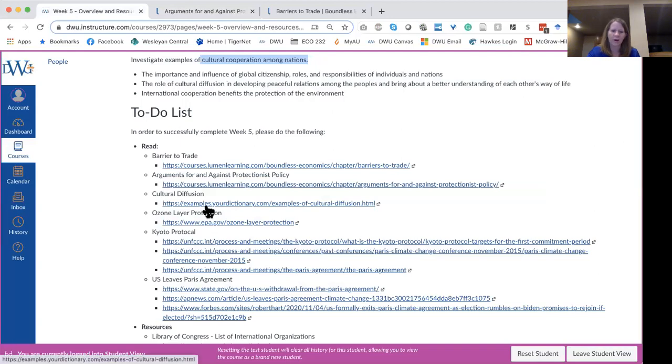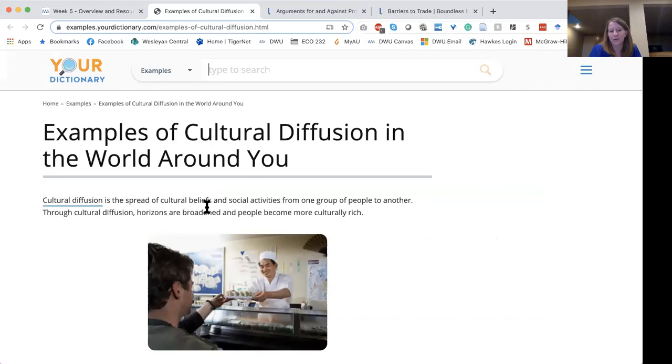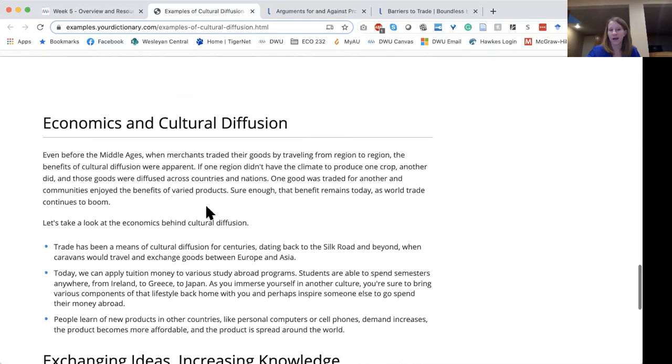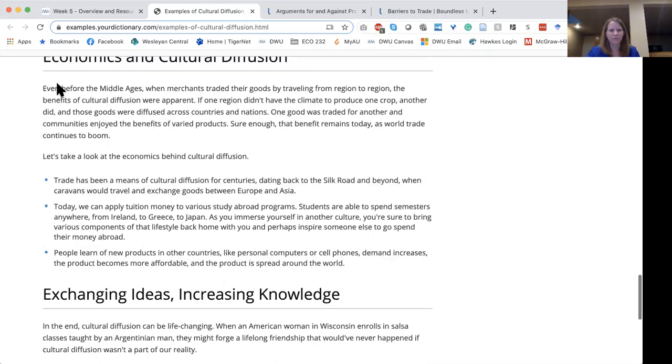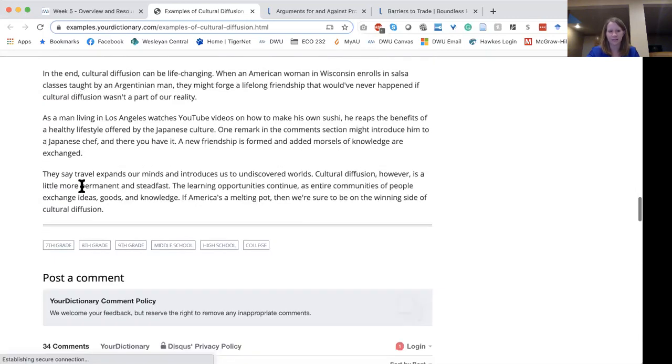I also want you to read about what cultural diffusion is, and that's basically just the spread of cultural beliefs and social activities from one group to another. And then why is it important in this class? Well, economics is kind of the reason behind it. So make sure you look down and for sure read these last 2 big sections.